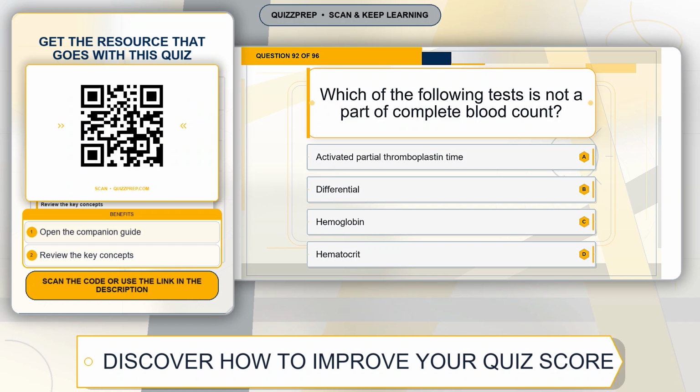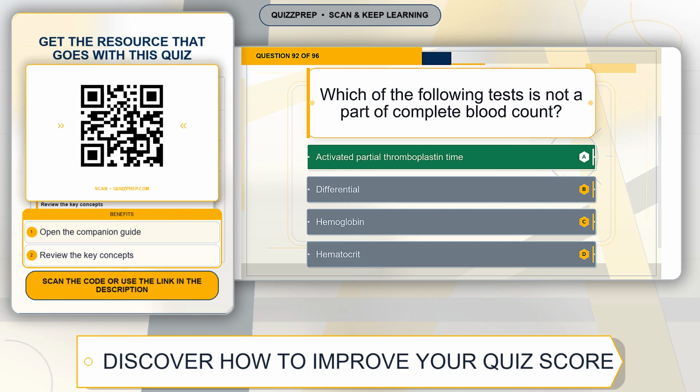Question 92. Which of the following tests is not a part of complete blood count? Option A, activated partial thromboplastin time. Option B, differential. Option C, hemoglobin. Option D, hematocrit. The correct answer is option A, activated partial thromboplastin time.